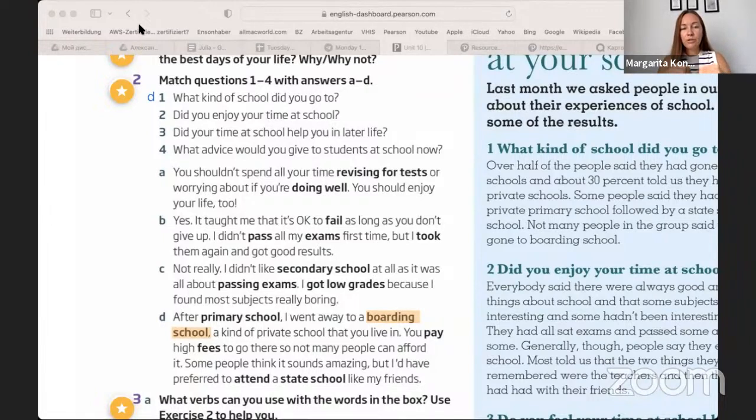Have a look at a kind of private school that you live in. Okay. And you pay high fees. What are fees? I don't know. Fees. So what do you pay for school? Money? Yes. Right. Fees, that is also about money. You pay high fees, высокие, how to say it in Russian? Высокую плату, like this. Okay. Right.